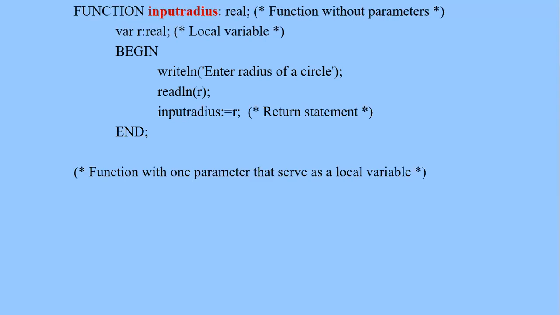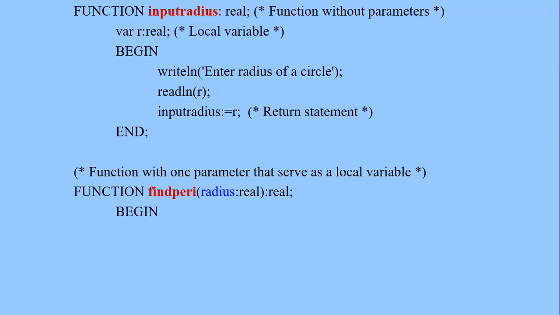And then we have this other function here. It has one parameter, which will serve as a local variable. So this function is called find perimeter. It is receiving one parameter. What is enclosed in parentheses is the parameter. This parameter is holding the value of type real, and we are calling it radius. Then this function will return a value which is of type real.